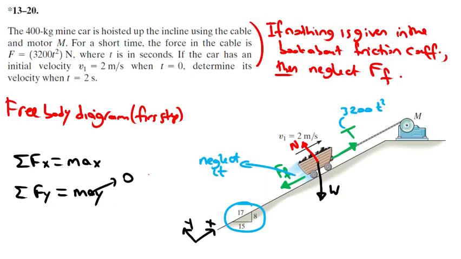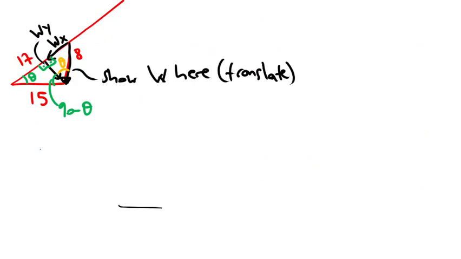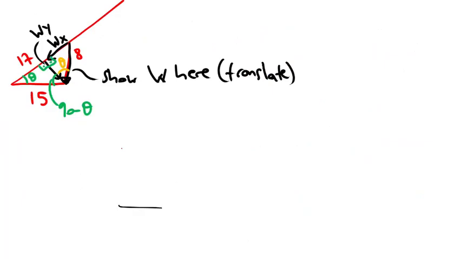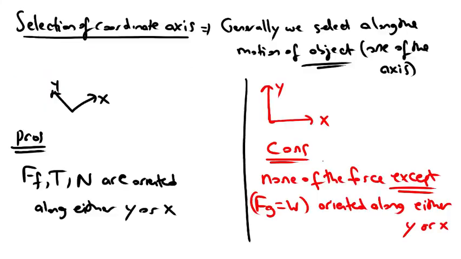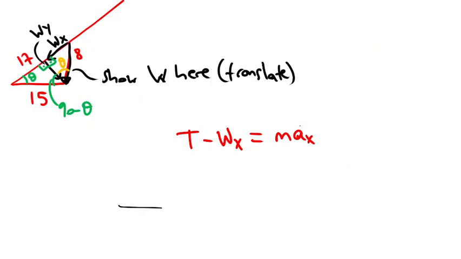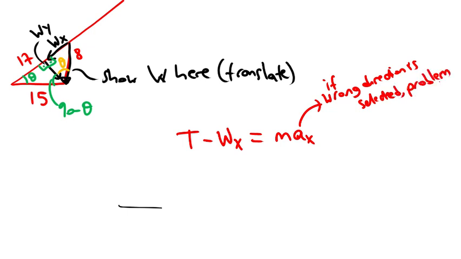So the forces in the x direction: we have the tension, and that tension is positive, so tension plus, minus actually, wx, and that will be equal to max. If I selected the wrong direction, then the problem solution will correct it.